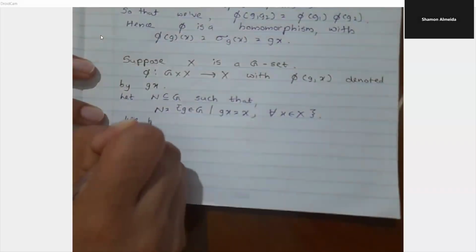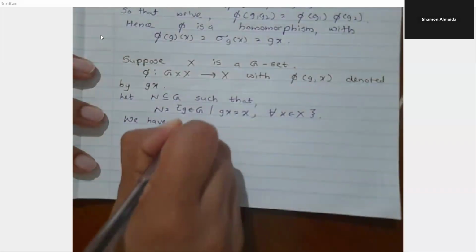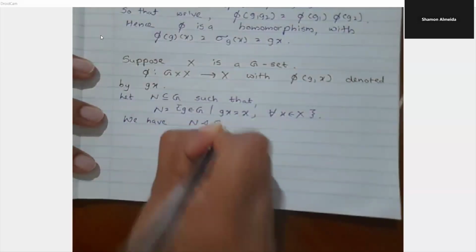Now, this N is actually a normal subgroup of G. This we are going to prove. N is a normal subgroup of G. What we are going to do is first show that N is a subgroup of G. Then we will show that the normality condition also holds. To show that it's a subgroup of G, we will use the subgroup criterion.